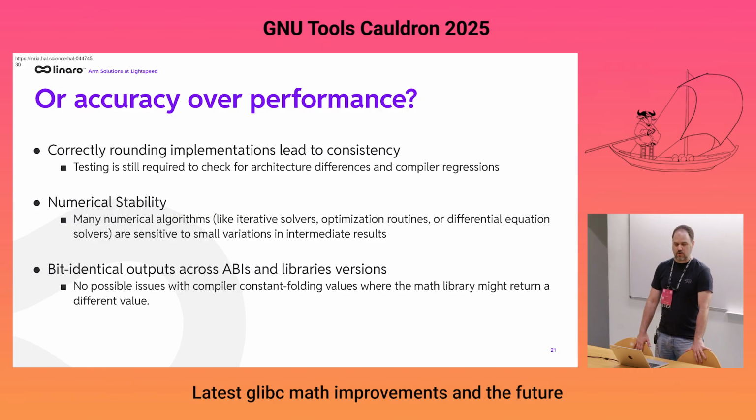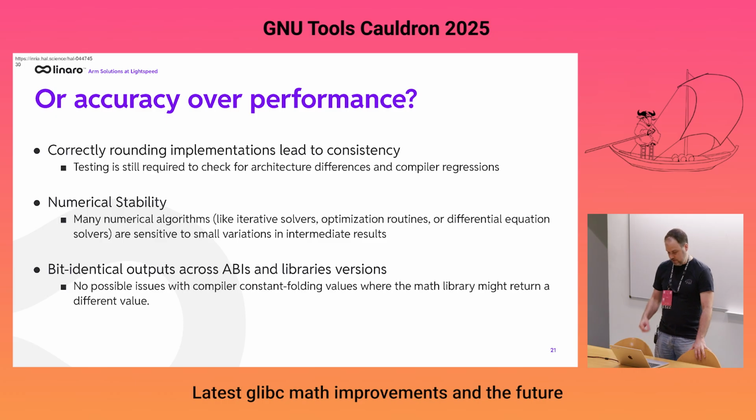Or should we focus on accuracy over performance? Correct rounding is really consistent, meaning if you have a correct round implementation, you can expect the same output independently of the hardware you're running or the ABI you're running. It really depends on what the user expects. It also helps with numerical stability.